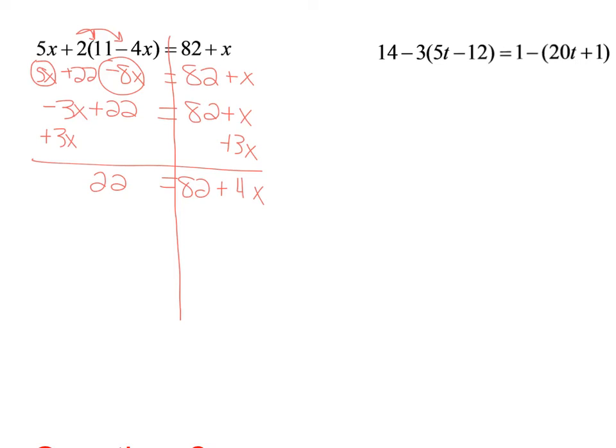Now I have a two-step equation. I'm going to subtract 82 from both sides. I get negative 60 equals 4x. I'm going to divide both sides by 4, and x is negative 15.